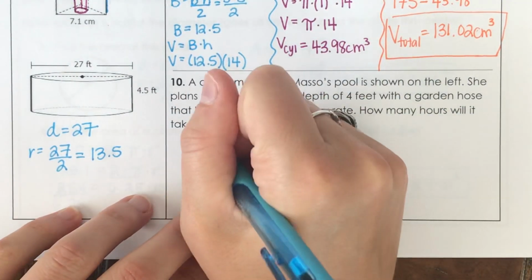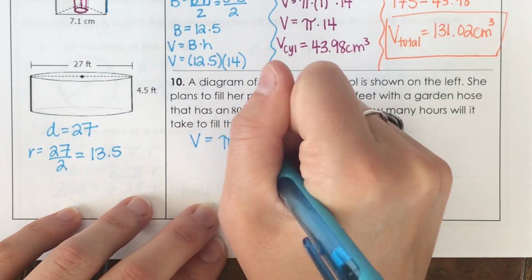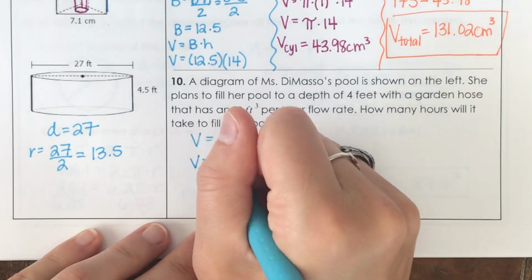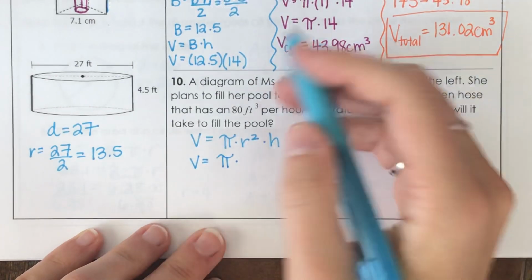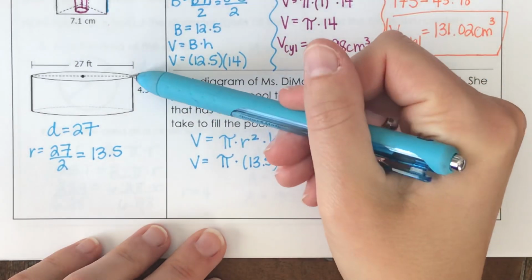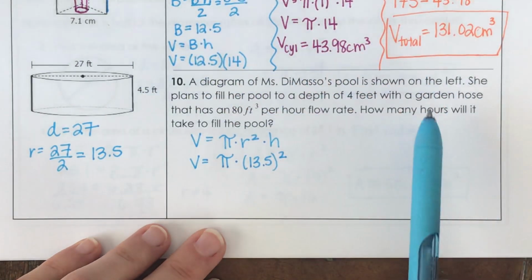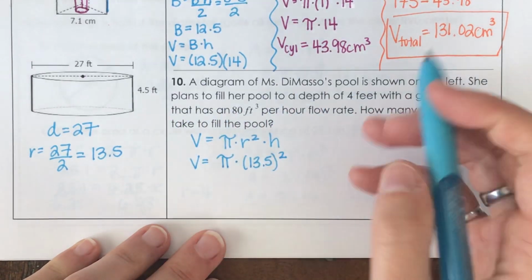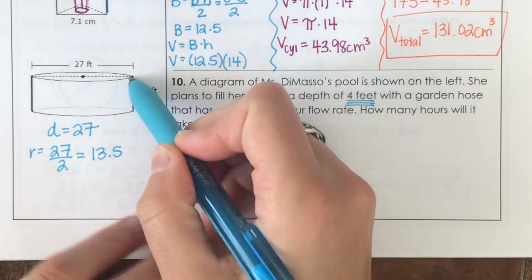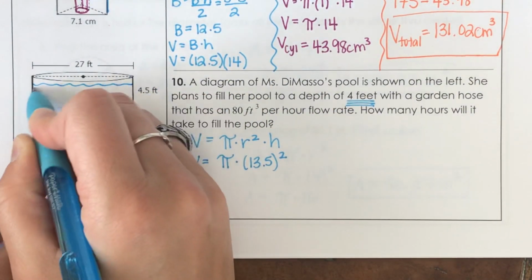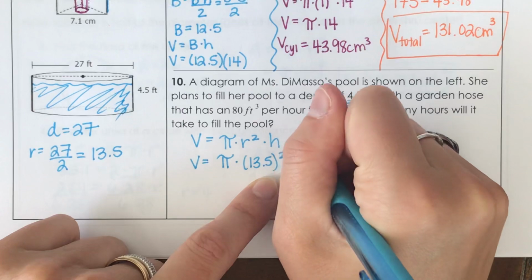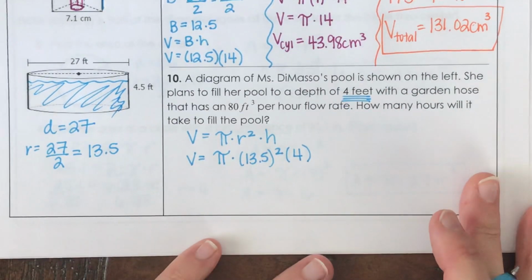So I know volume of a cylinder is pi times r squared times h. So I've got pi. My radius is 13.5 squared. Now, I know the height is 4.5 feet, but I only want to fill my pool to a depth of 4 feet. So I don't want to fill my pool all the way to the top. I want to just leave myself a little bit of space here at the top. So my height is really going to be a 4. Then I just go through and I'm solving this problem here.